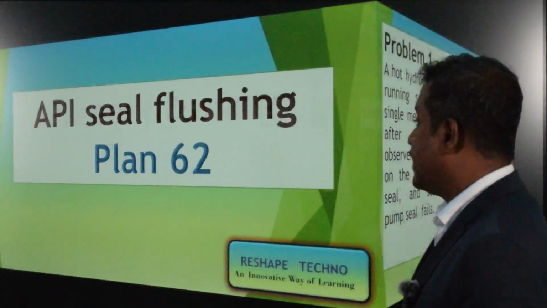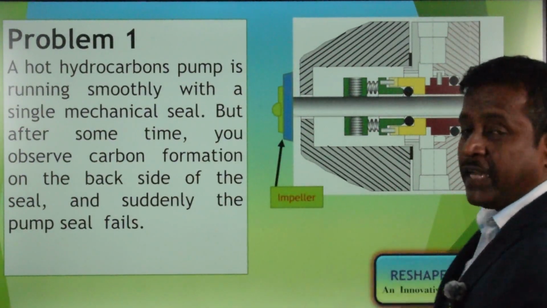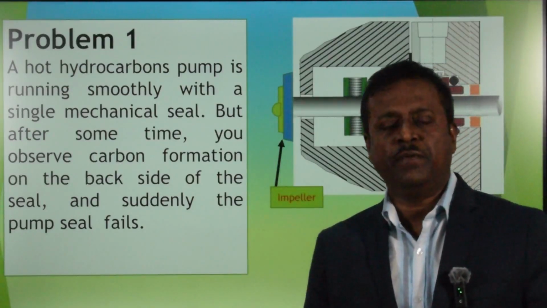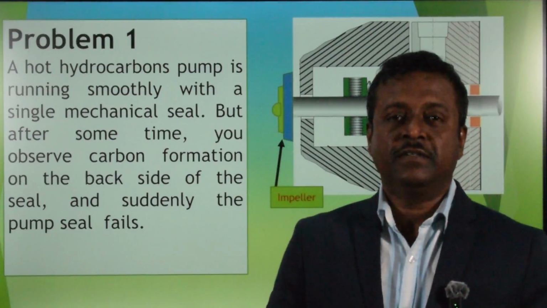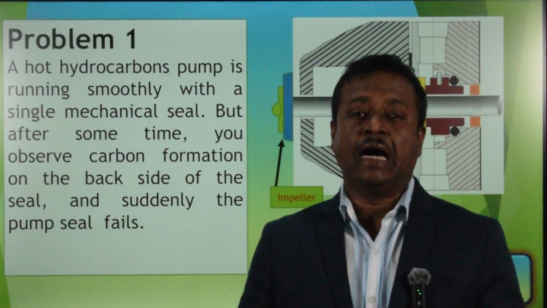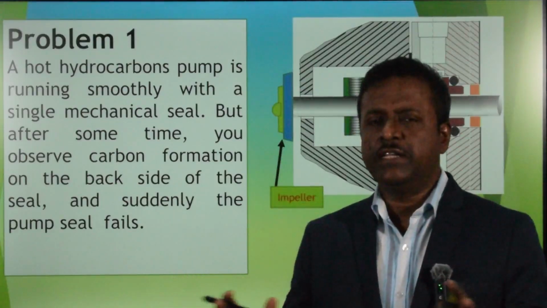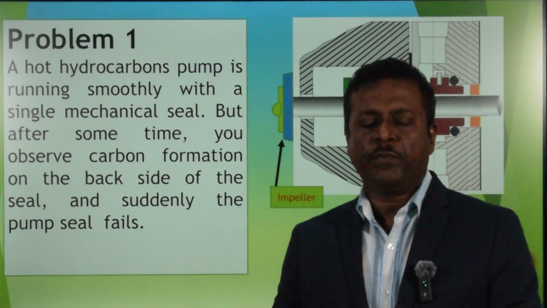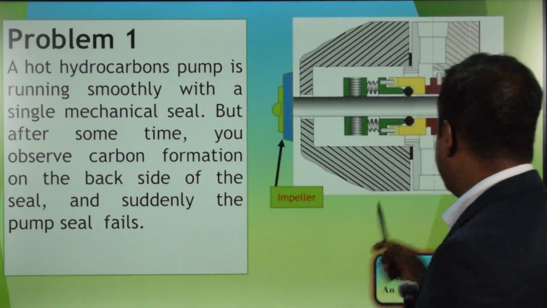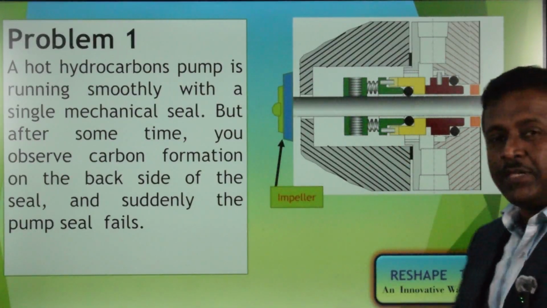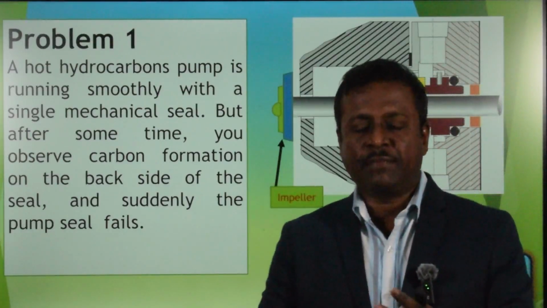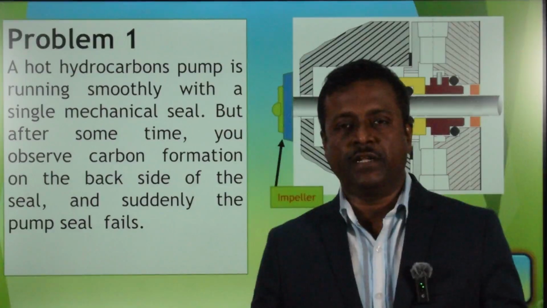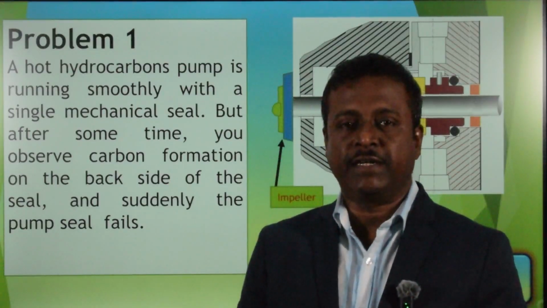Hello friends, today I want to discuss with you a peculiar mechanical seal failure problem. Problem number 1, a hot hydrocarbon pump. Hot hydrocarbon may be hot naphtha, maybe hot beer, maybe RCO, running perfectly fine. There is no seal leakage. All of a sudden, you find there is a coke deposition backside of the gland plate, and after some time, all of a sudden, your mechanical seal starts leaking.